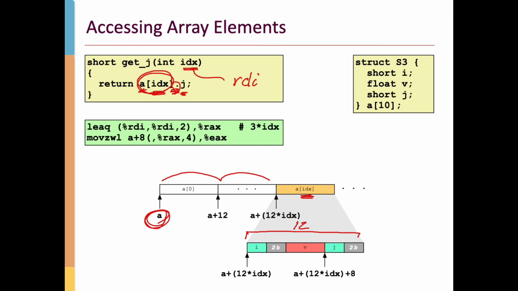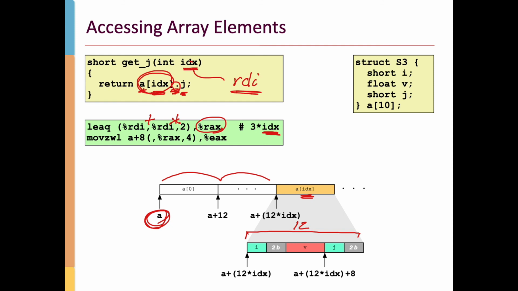Rather than compile in a 12 and use the multiply hardware in the processor, the compiler is smarter than that. It decides to compile into assembly code that's going to calculate 3 times 4 times the index, and then use that as the base address for the structure of interest. So we're going to take in the first instruction here RDI plus RDI times 2, which is going to give us RDI times 3, or 3 times the index value that we passed in here in the source code, and it's going to store that in RAX.